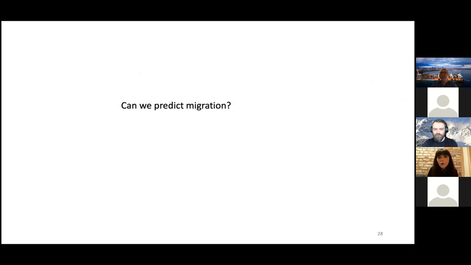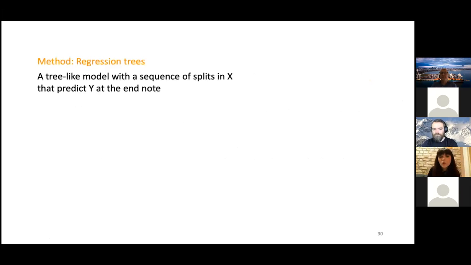So basically here, we're using SML, and the question we're asking is very simple. Can we really predict migration at the individual level? And can we predict it better when we consider weather as an input? So how much does weather improve our predictions? The method that we're using here is based on regression trees. This is a tree-like model. There's a sequence of splits in the input space X, and there's an associated prediction at the end node. So it's very good at capturing nonlinearities and interactions in X, through the tree-like structure.